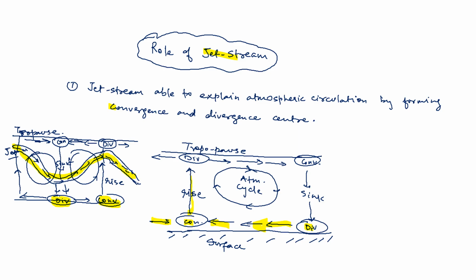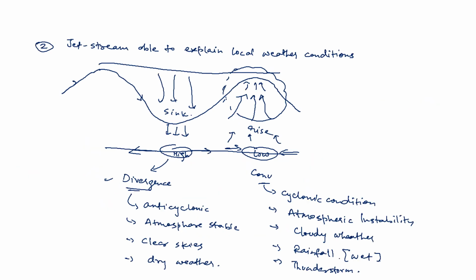At convergence, there is a rise of air. In the upper atmosphere, there will be divergence. So the divergence pushes the air away from it, and it is attracted by the convergence center. So in the upper atmosphere, convergence will push the air downward towards the divergence center. So this maintains the atmospheric cycle, and this cycle can explain the local weather condition of any area. Suppose this is a jet stream which is moving up and down, causing convergence and divergence. So the divergence center maintains high pressure, and the convergence centers maintain low pressure on the ground.